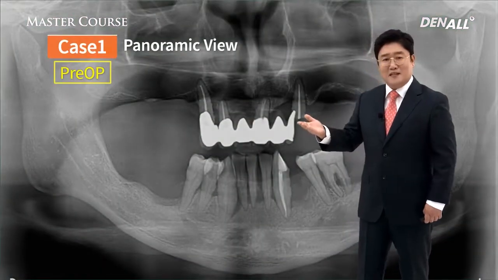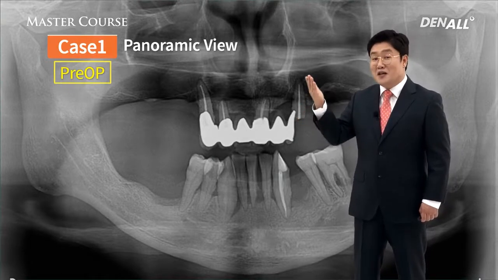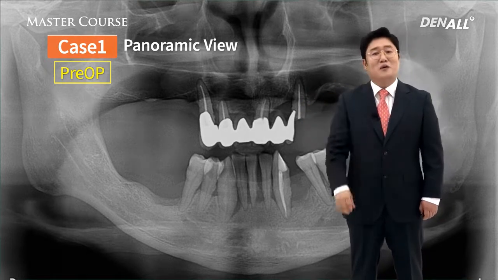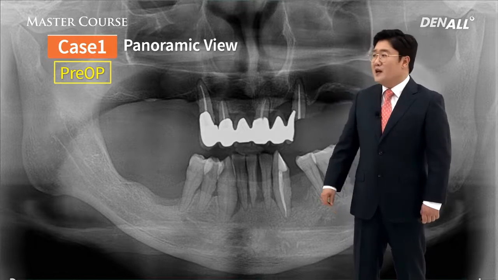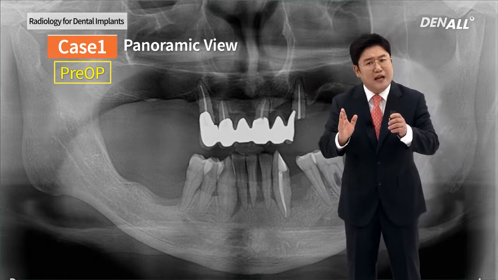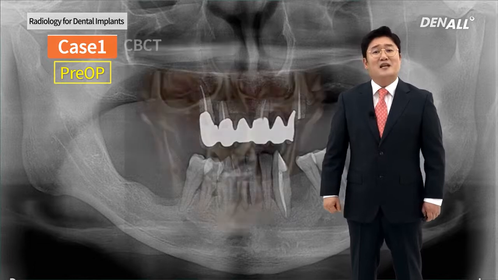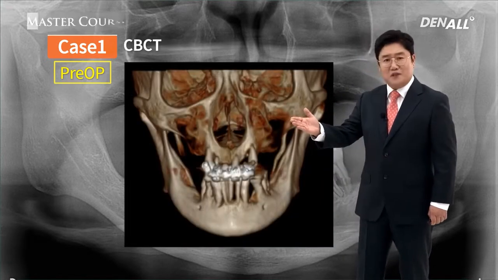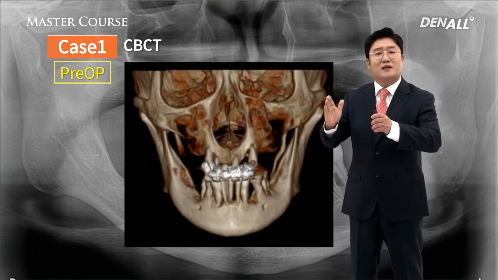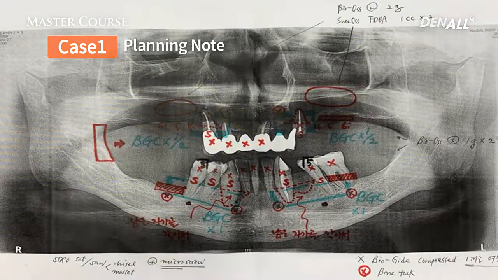Pre-op panoramic view, panorama image taking will be explained shortly. The most basic procedure. I believe you already know about this. With just the panorama picture, will you be able to sufficiently plan for the surgery? Therefore, CT can complement that. CT has the three-dimensional views. More accurate and the final surgery plan can be established.